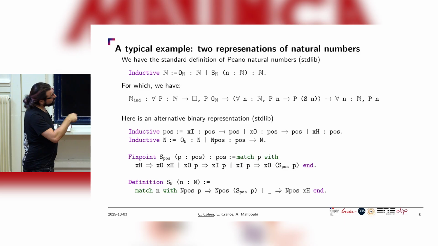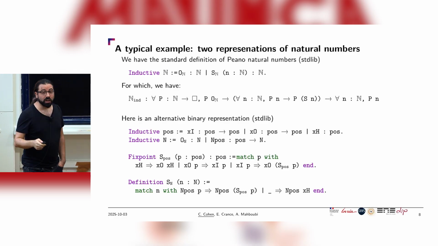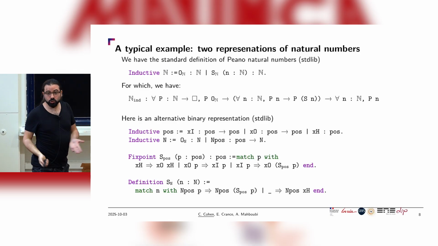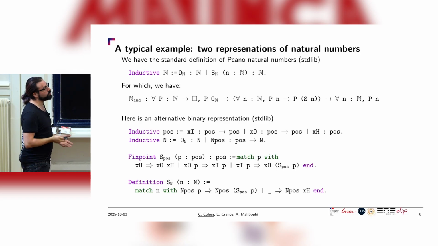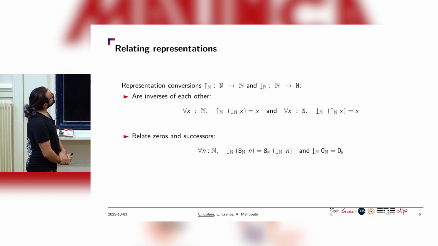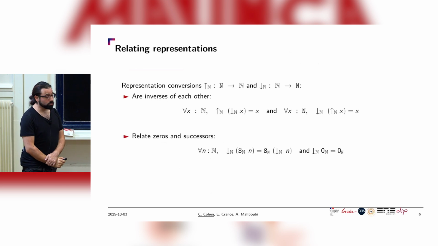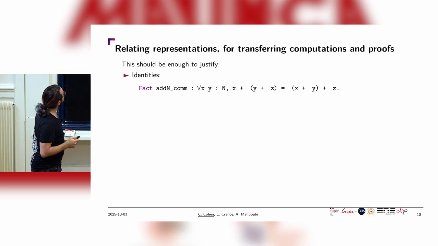And then you can reprogram the successor for positives, and then the successor for this binary representation. But now, you don't have the same data type, so you don't have the same natural induction principle, and you may want to avoid duplicating work. So what you can notice is that there is a bijection between the two, which is quite easy to write down and prove. And you also know that the successor and 0 are related through this isomorphism. So nothing surprising so far.